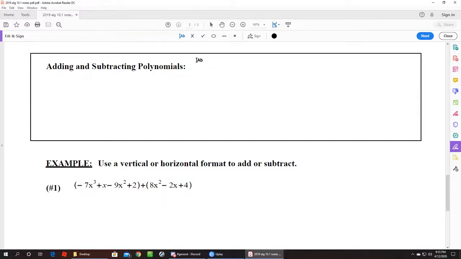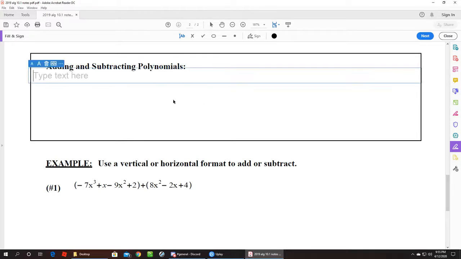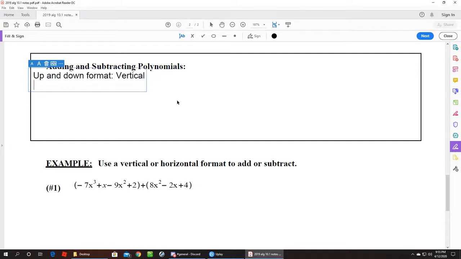So adding and subtracting polynomials, though, is going to be use vertical or horizontal. Well, we have two ways of doing it. They just told us what those are. You can go up and down format, we're going to say, and that's going to be vertical. And then they're going to have left to right format, and that's going to be called horizontal.